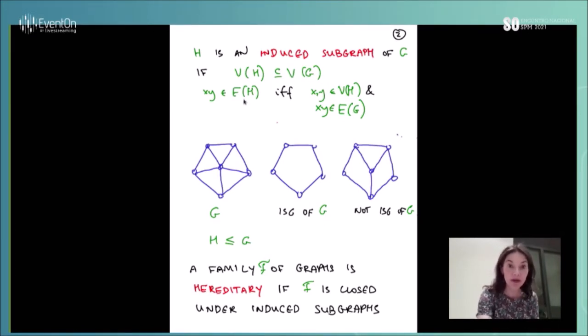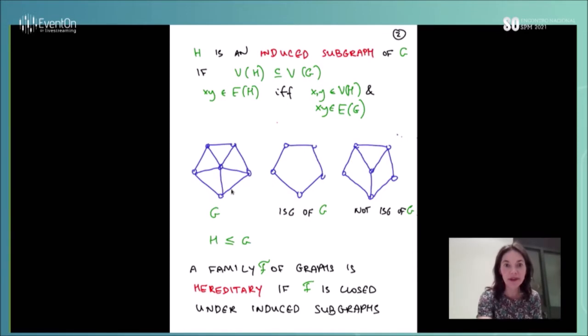And then about edges, the rule is that if you have two vertices that you kept, both X and Y are in V of H, and they were adjacent in the graph you started with, then they must remain an edge. Obviously, you don't add edges. It's a containment relation, but also you're not allowed to delete edges except by deleting one of their ends.